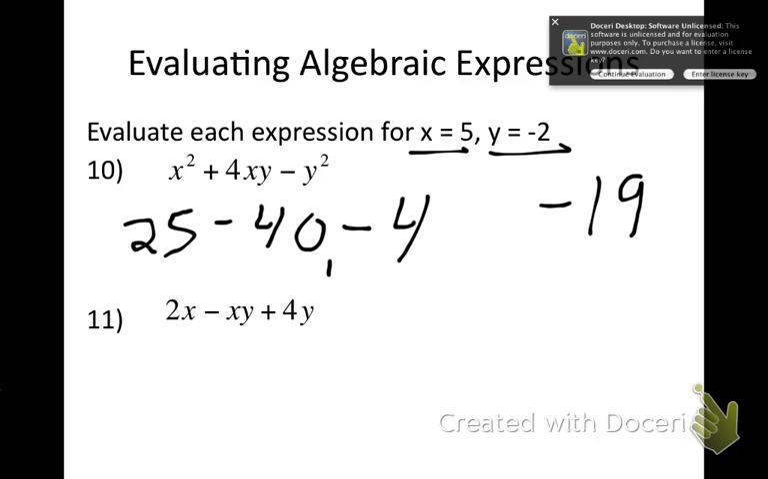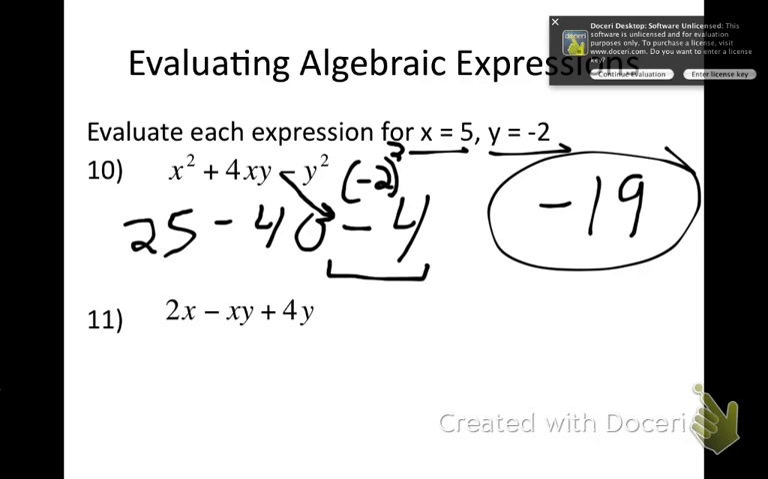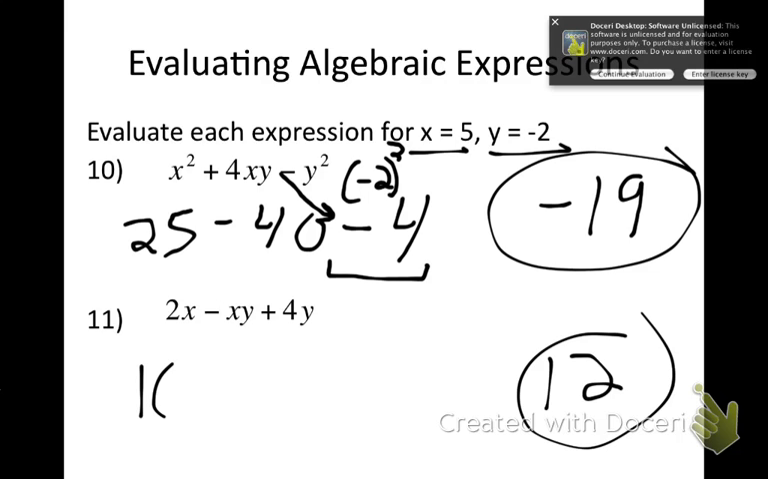Okay, now here's the part where a lot of us might have made a mistake. When you plug that in, you have to plug it in again with parentheses. Negative 2 squared. Negative 2 times negative 2 is a positive 4. That subtraction is going to come straight down. Okay, negative 15 minus 4, I get negative 19. Nice job. Number 11, Jared, I think I saw you had the right one. What do you get? 12. You get 12. Okay, same thing. They're plugging it all in here. You actually get 10 plus 10 minus 8, and you get 12.